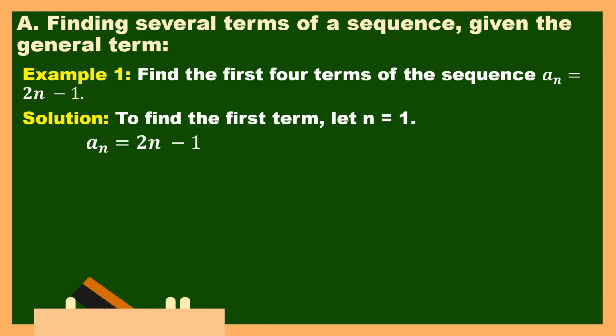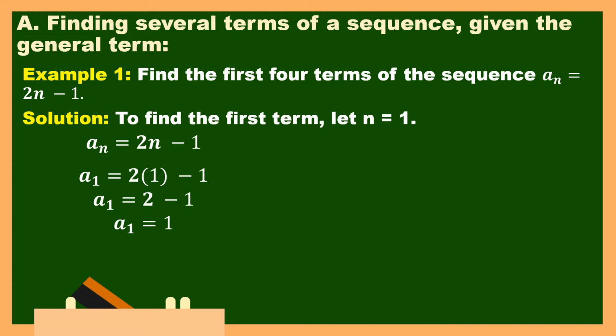So, a sub n equals 2n minus 1. Substitute 1 to n, magiging a sub 1 equals 2 times 1 minus 1. Then, a sub 1 is equal to 2. Kasi nga, 2 times 1 equals 2. Then, minus 1. So, ngayon, isosubtract natin si 2 at saka si 1. Magiging a sub 1 equals 1. And that is the value of the first term. A sub 1 equals 1.